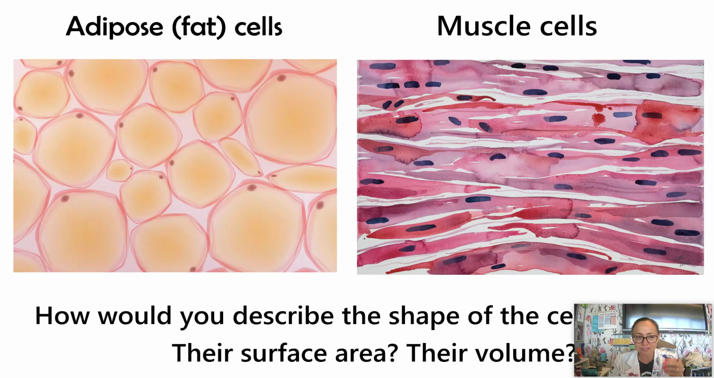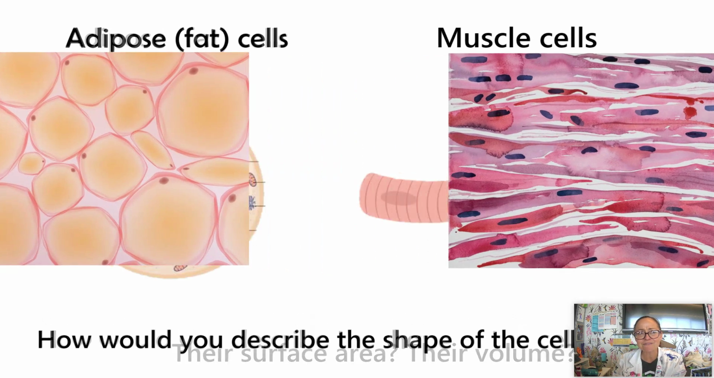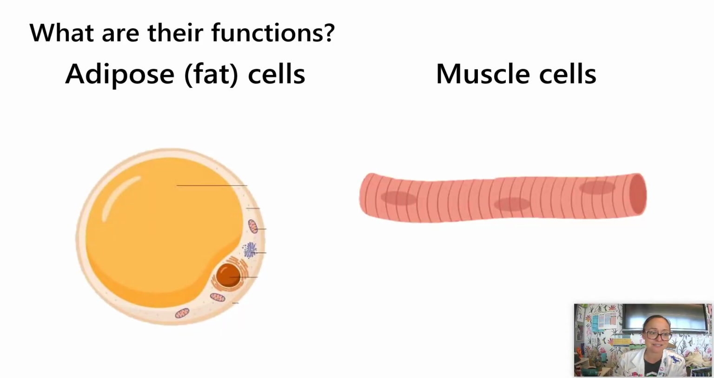If we think about their surface area and their volume, we can see how the fat cells are going to have a whole lot more volume in comparison to the surface area, whereas the muscle cells have a lot more surface area in comparison to the volume. Now, that relates to their functions. Adipose cells are storing triglycerides. There's not a lot of metabolic activity occurring within a fat cell. It's really going to be primarily used for storage.